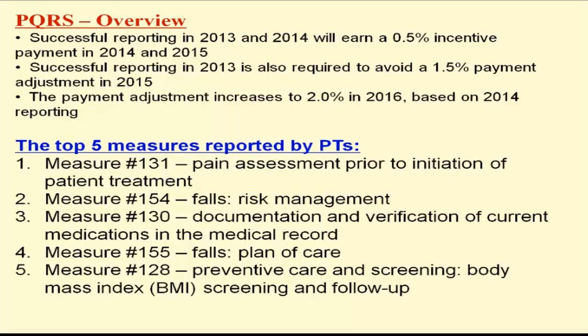So the top 5 measures by PTs include Measure 131, which is the pain assessment, Measure 154 for falls and risk management, Measure 130 for documentation and verification of current medications in the record, Measure 155 falls for the plan of care, Measure 128 preventive care and screening. This is for a BMI screening and follow-up.